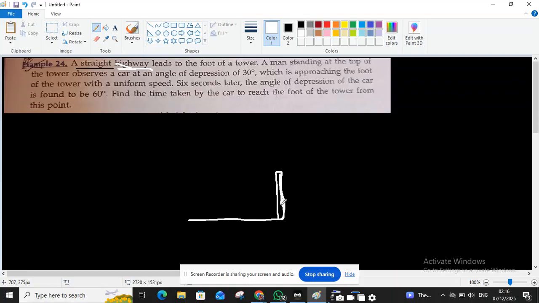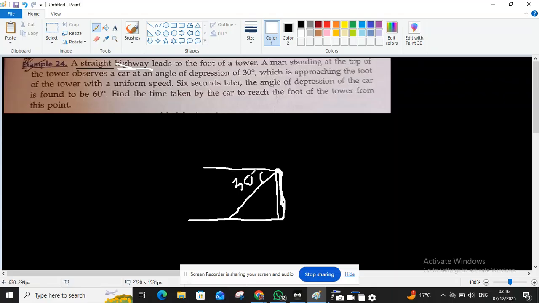Assume a man is standing at the top of the tower. Assume this man to be like this, and he observes a car at an angle of depression 30 degree. I will be assuming that the man has point mass. This is the man, and he is observing that the angle of depression of a car approaching is 30 degree.